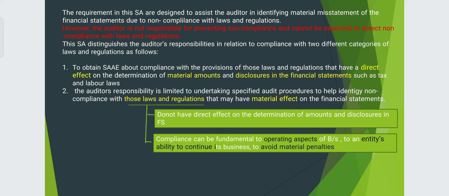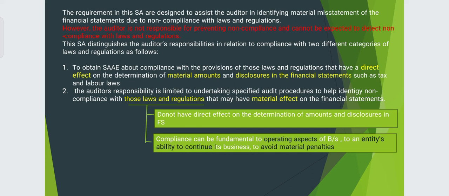So now, before coming to the next slide, I will state some examples which are indications of non-compliance with laws and regulations. The first can be investigations. If investigations by a regulatory organization or government department, or payment of fines and penalties, are made by the organization, it can be an indication of non-compliance.